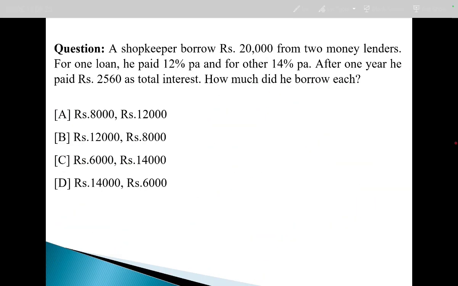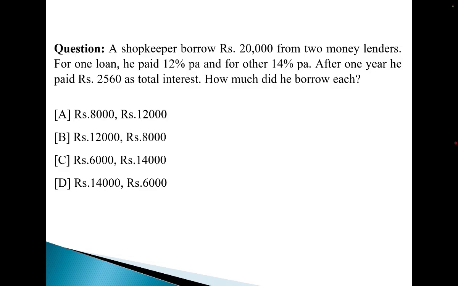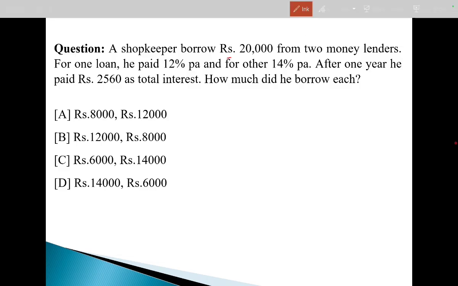Now how can we solve these types of questions? We can solve these questions using the allegation method. In allegation, I guess I have taught you already. A shopkeeper borrowed 20,000 from two different money lenders. For one loan he is paying 20% per annum, for the other he is paying 14% per annum.